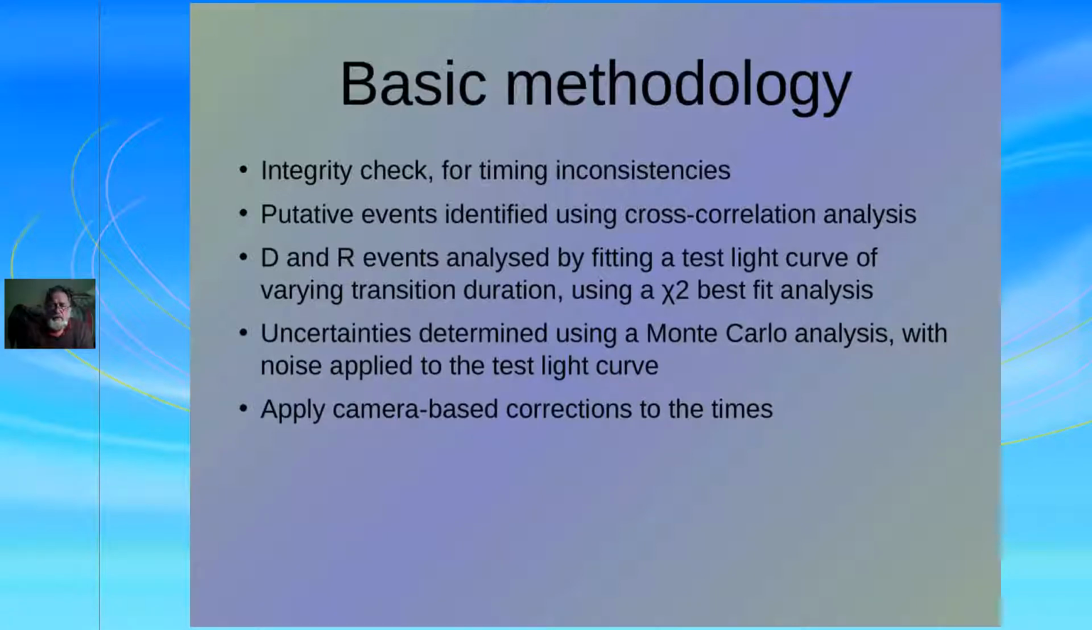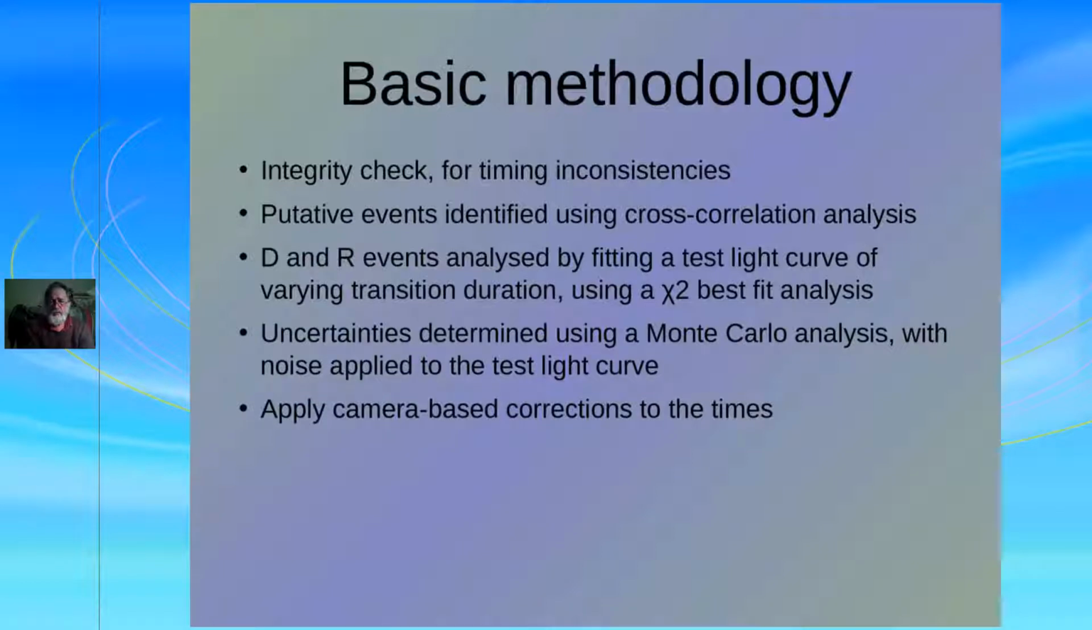the first step is to identify possible events, and this uses a cross-correlation analysis, and that's done using a test light curve which extends the whole length of the measured light curve. With a nice simple occultation, you'll get a very clean identification. Here is an occultation. If you've got low signal to noise, you can finish up having multiple possible events.